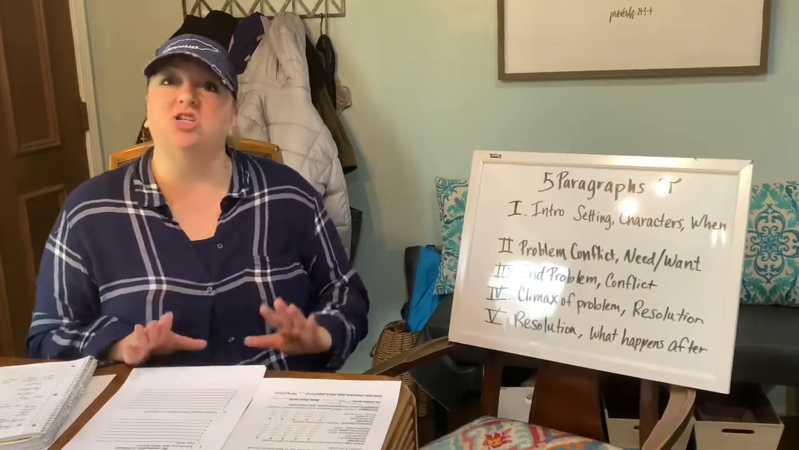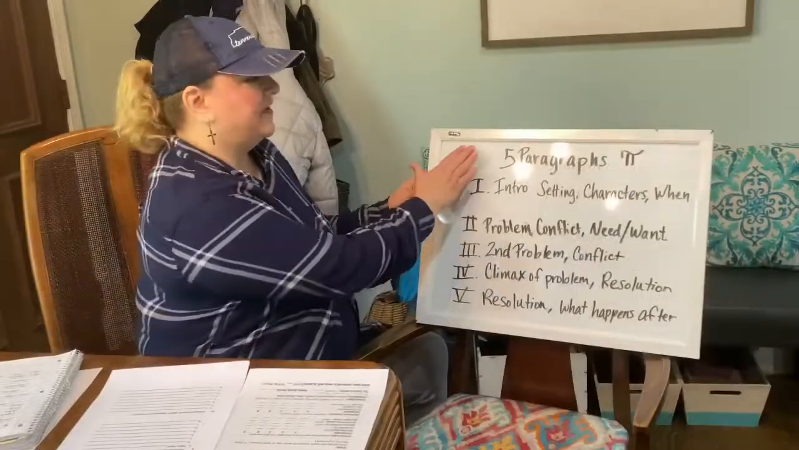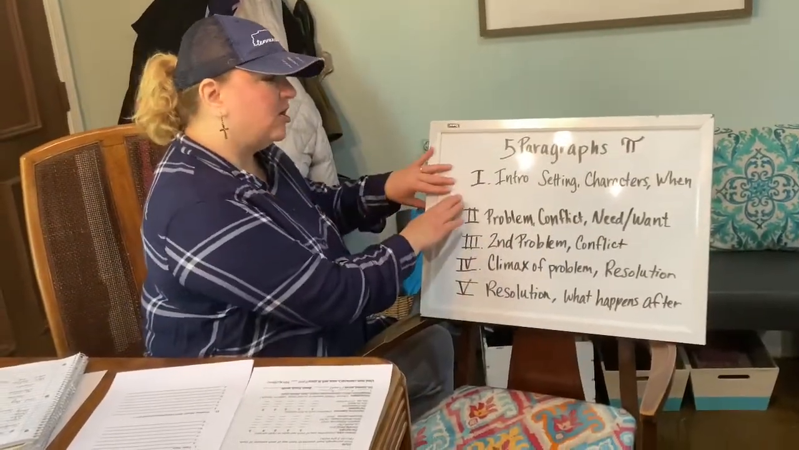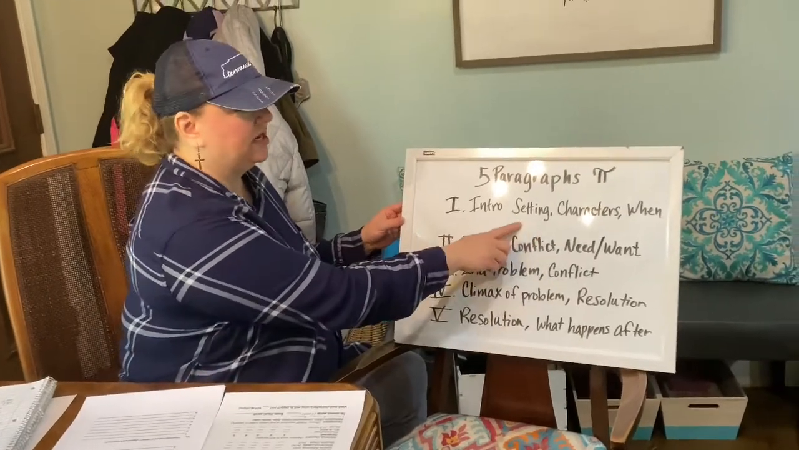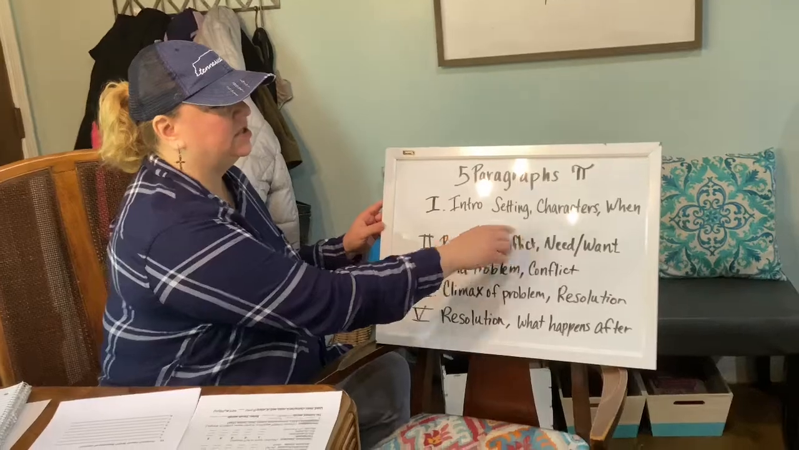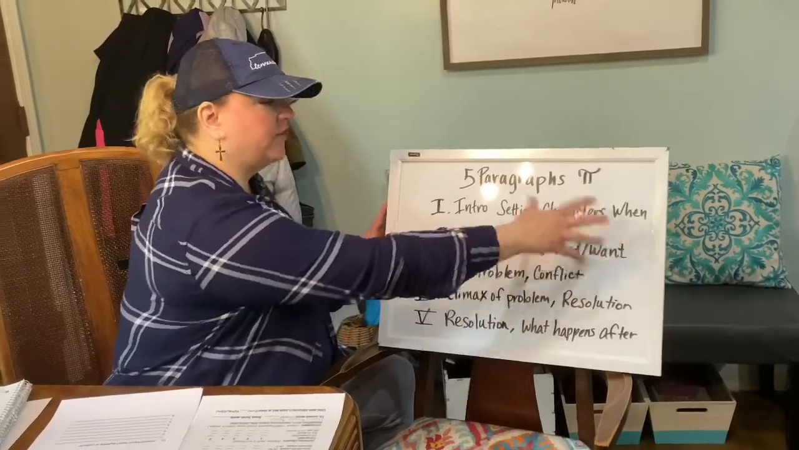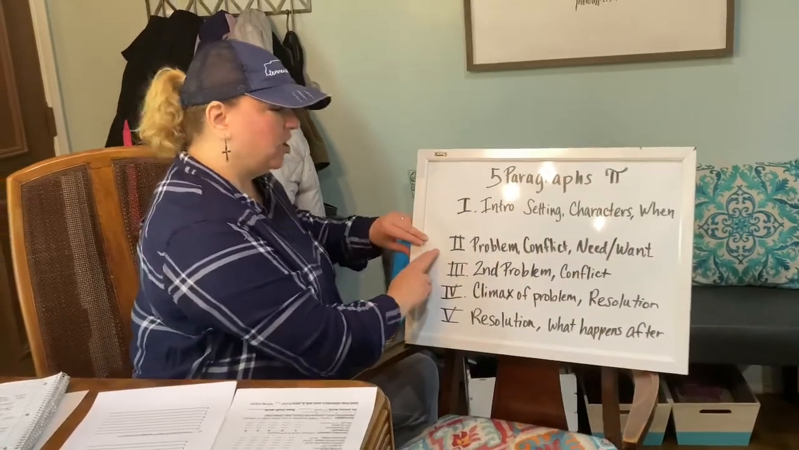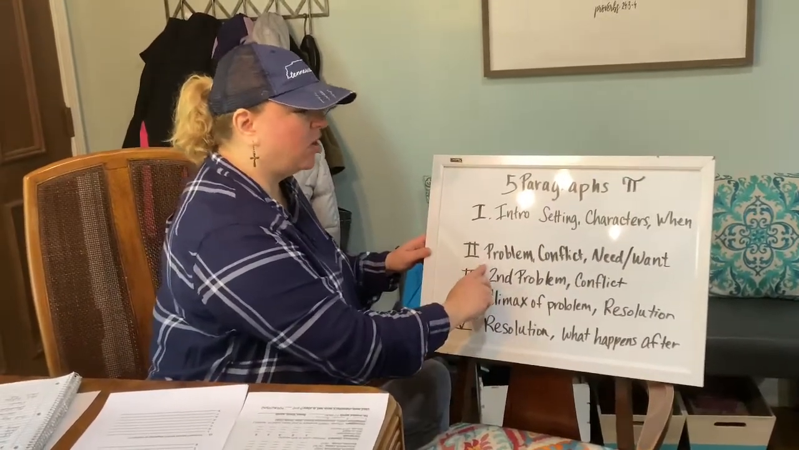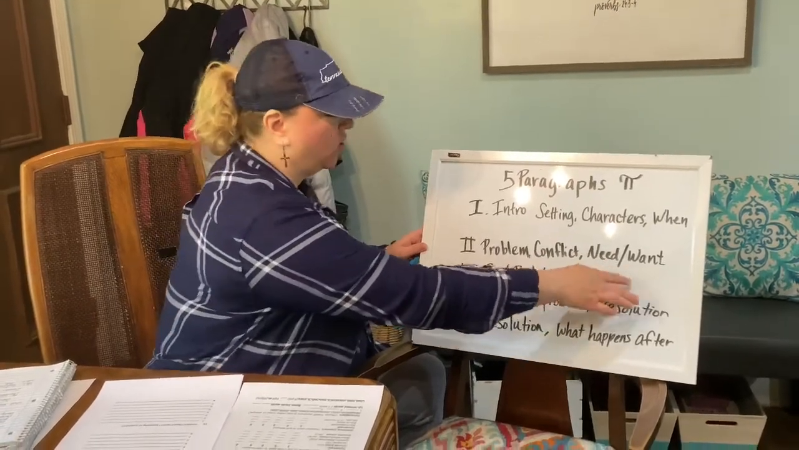Now, let's talk for a minute about how this outline will be laid out. Okay, 5 paragraphs. The first paragraph is going to be your introduction. It's going to talk about your setting, where the story takes place, who your characters are, and when it takes place, okay? The first whole paragraph is background information. Paragraph 2, you're going to have a problem or a conflict. This adds interest in your story, or a need or a want.